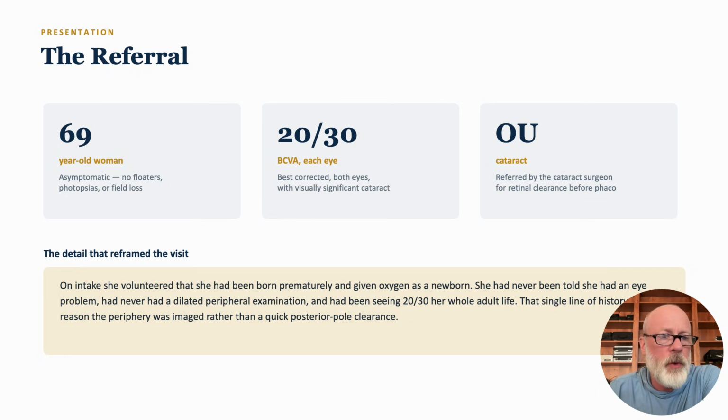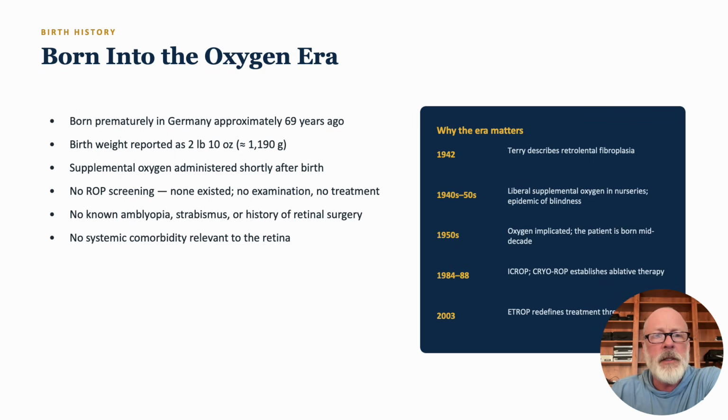She had pretty good vision, 20/30, and really, the first time we elicited this history of prematurity was when she came to see us. I had the courtesy of having the Optos images before I went in to see her, and that really helped, having seen this a few times. Basically, this patient was born at 2 pounds and 10 ounces 69 years ago. She was given supplemental oxygen. She was in the pre-screening era, born in Germany actually at the time, and had been relatively unscathed with no issues whatsoever.